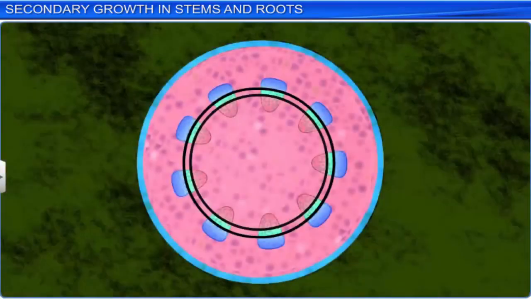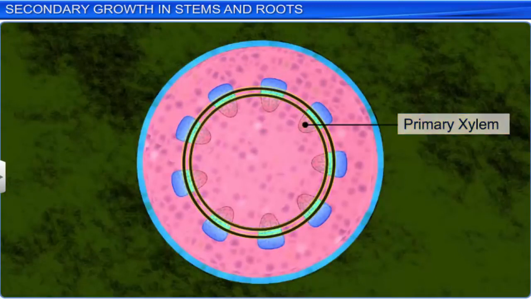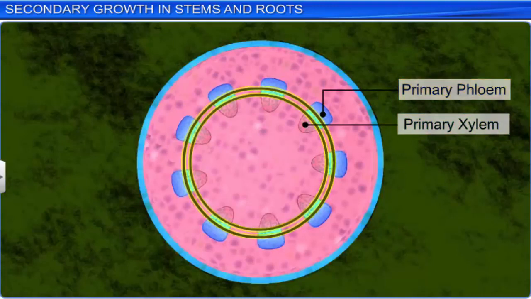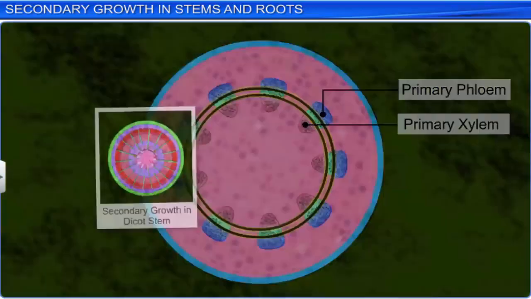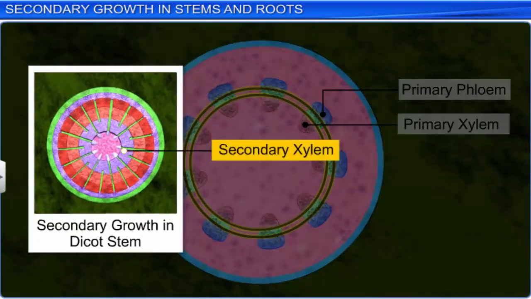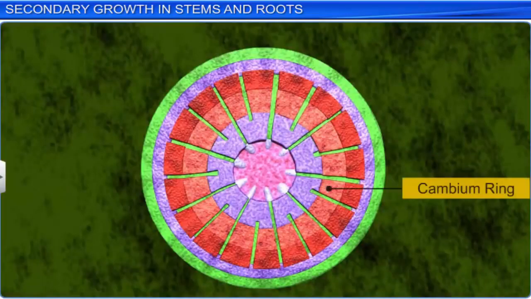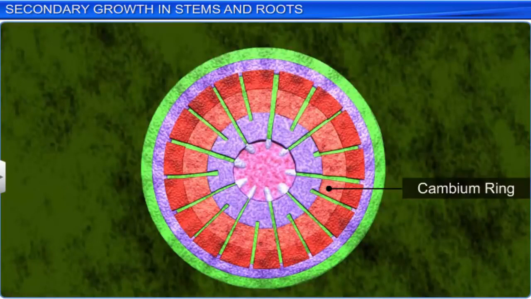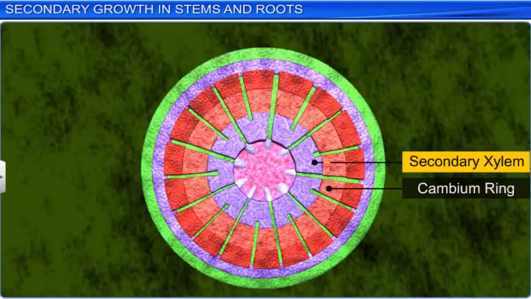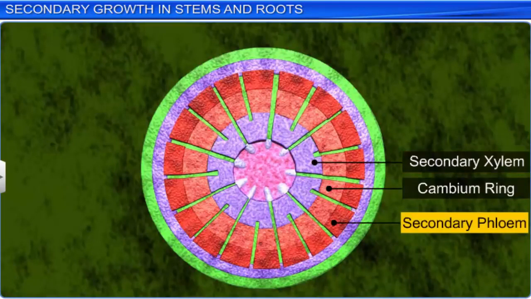At this stage, the cambial ring has primary xylem on its inner surface and primary phloem on its outer surface. Cell division takes place on both sides of the cambial ring and results in the formation of secondary xylem on the inner surface and secondary phloem on the outer surface. Since the cambium is more active on the inner side, the formation of secondary xylem is more than secondary phloem.